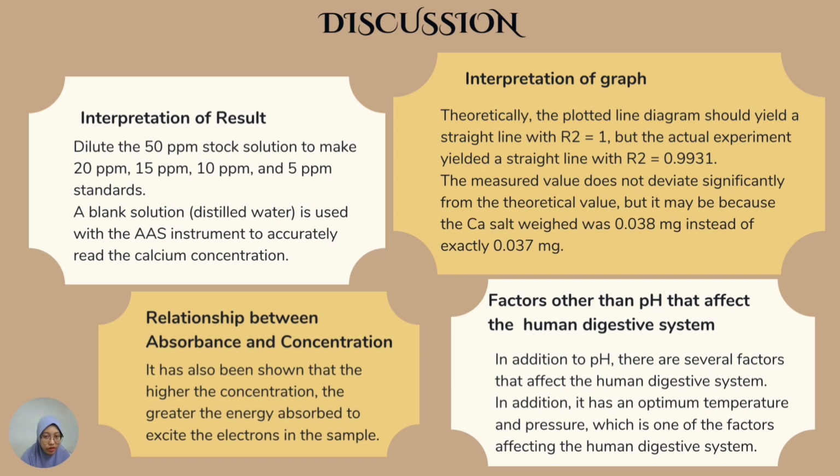Next is the additional value for the viewers: the factors other than pH that affect the human digestive system. In addition to pH, there are several factors that affect the human digestive system. In addition, it has an optimum temperature and pressure, which is one of the factors affecting the human digestive system.